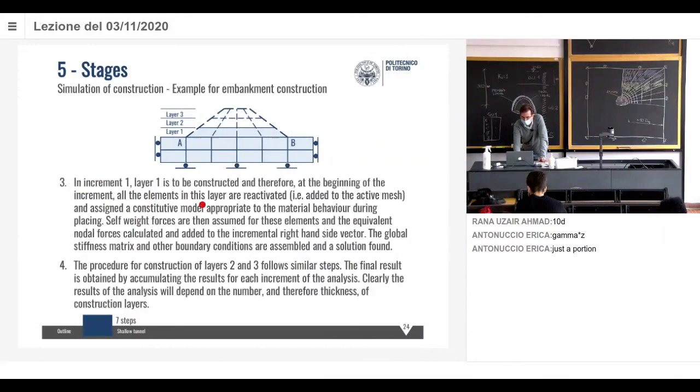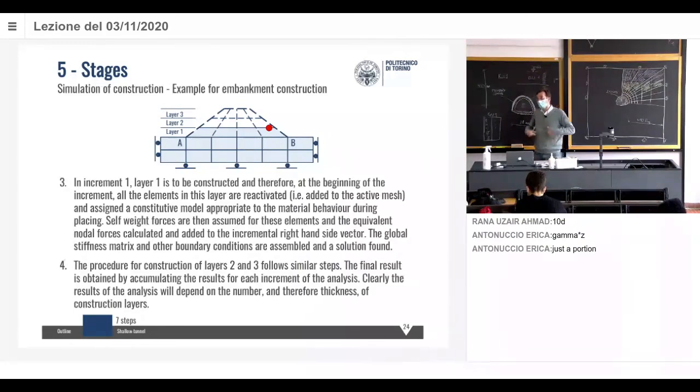So all the elements in this layer are activated again. So they're made active. Now they're part of the mesh again. Well, they were there anyhow, but now they're active again. How do we activate them? We assign material properties and a constitutive model to those elements there, which means also a unit weight. So those elements, from now on, will carry some load on the surrounding layers.